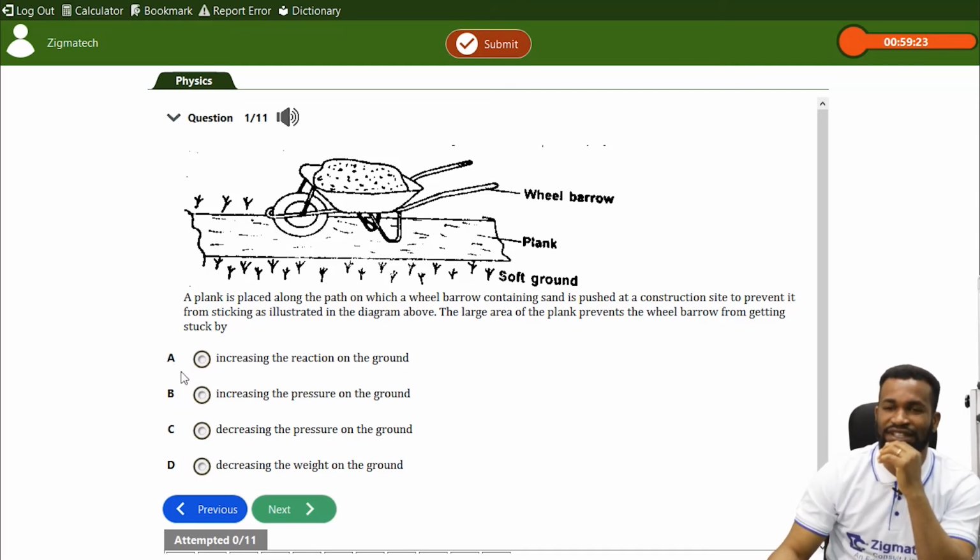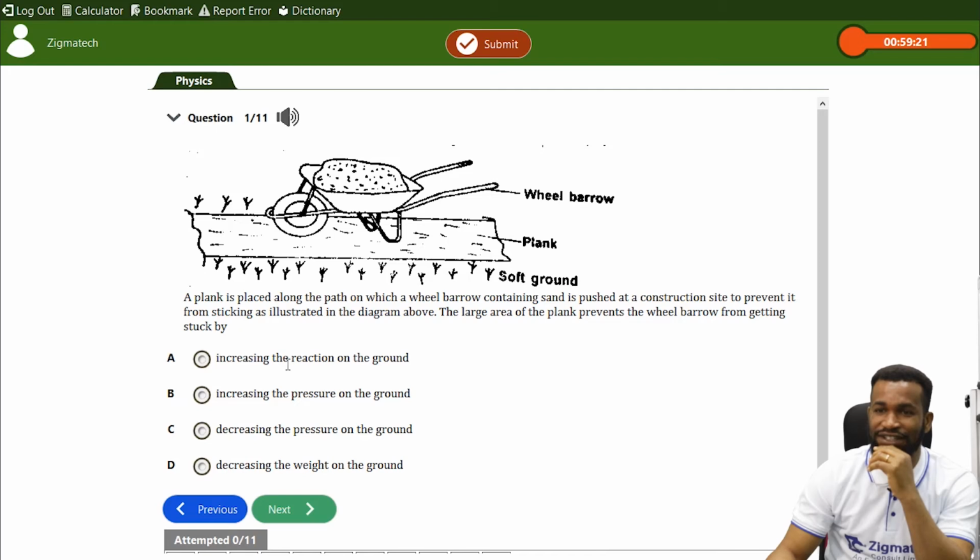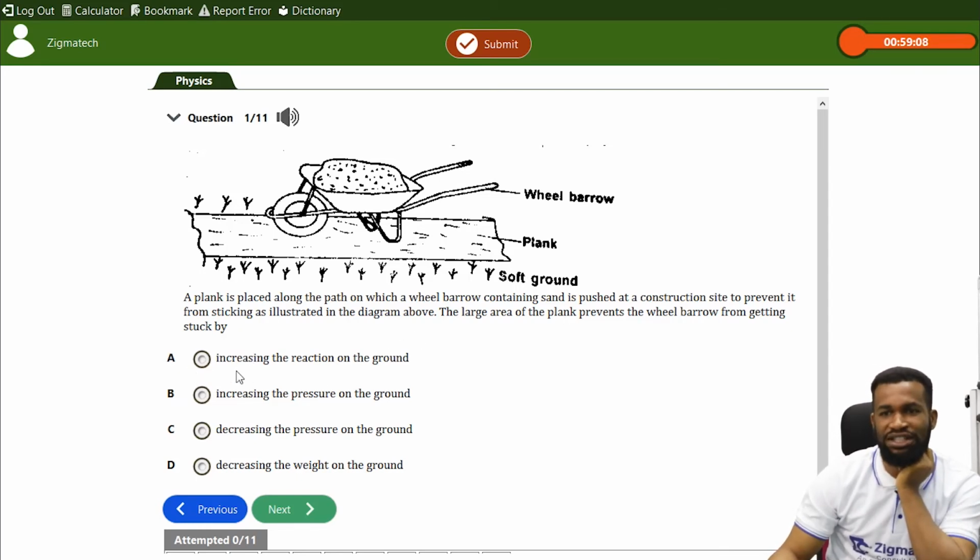Option A says increase the reaction on the ground. Increase the reaction on the ground. Does pressure have anything to do with reaction from the ground? No. Pressure does not have anything to do with reaction from the ground. I know that reaction is force, but that's not the intention. That's not the reason why that plank was placed there. No.